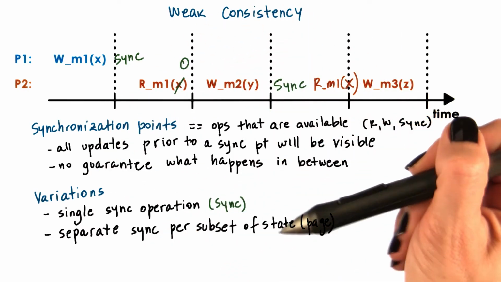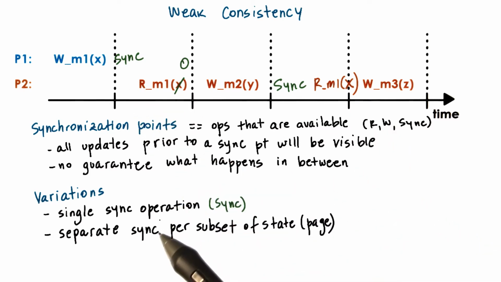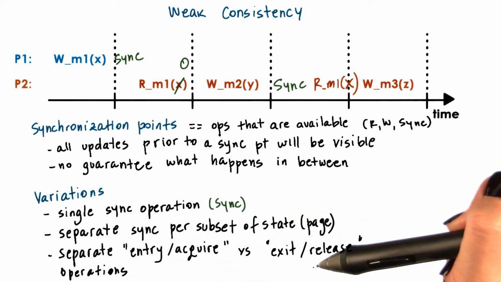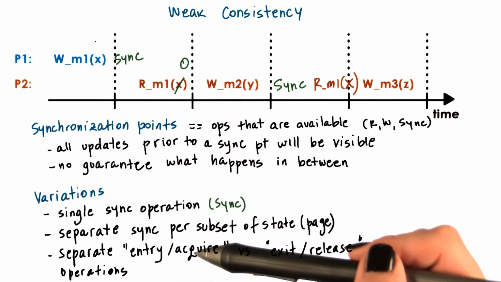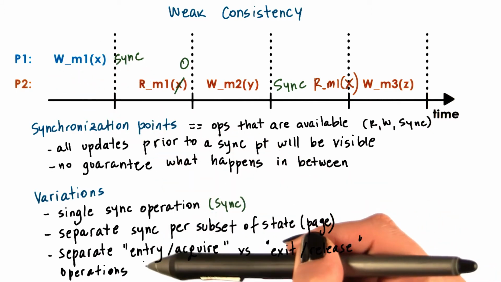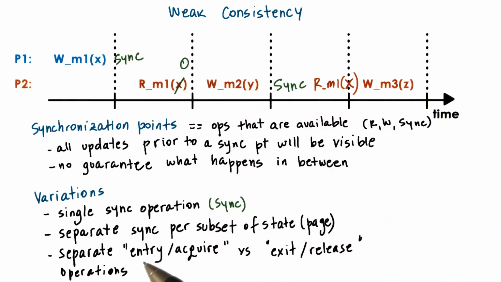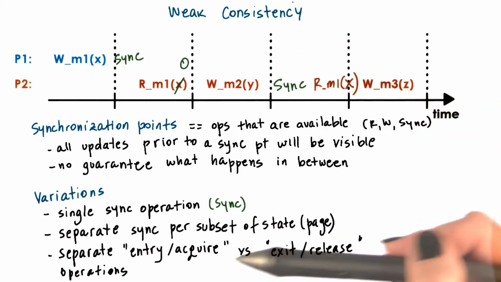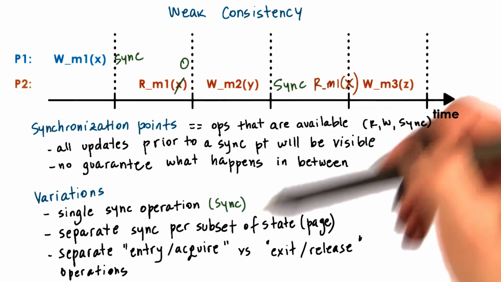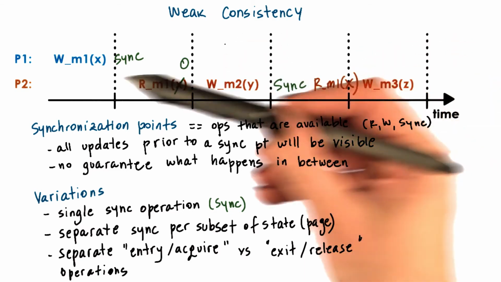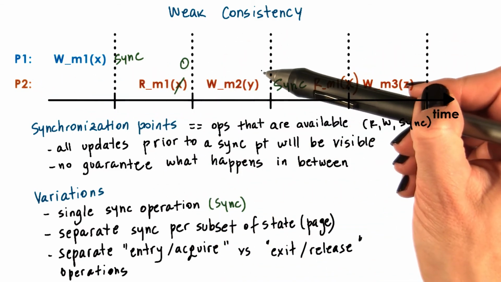It is possible to have solutions where different synchronization operations are associated with some subset of the state, for instance, with a granularity of individual pages. It is also possible to separate the steps when a particular process requires that all of the updates performed by other processors are visible to it. We call that the entry point, or the point when we are acquiring the updates made by others. For instance, at this particular synchronization point, we can perform an entry operation and synchronize with all the updates that were performed on others, in this case on P1.